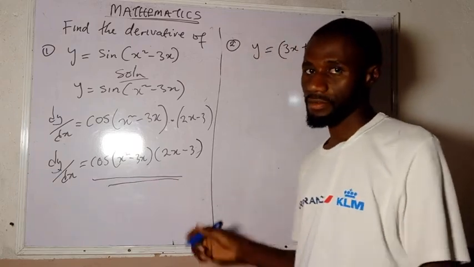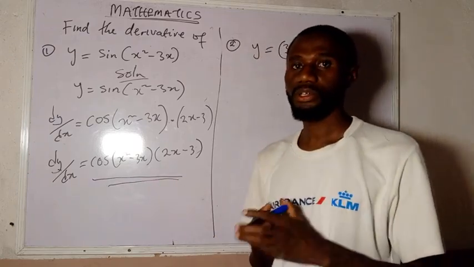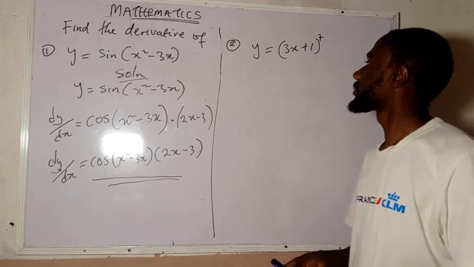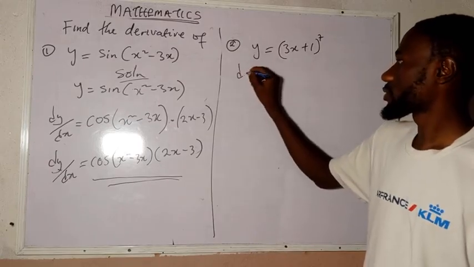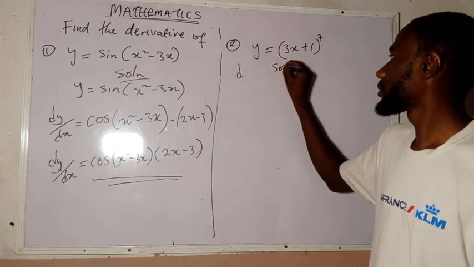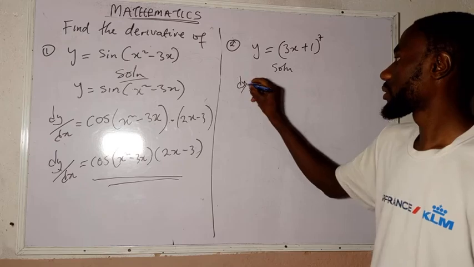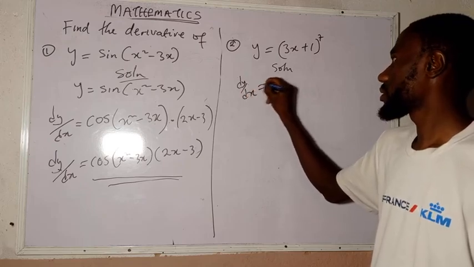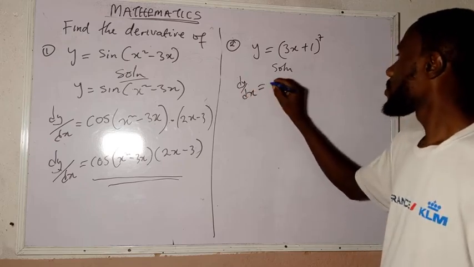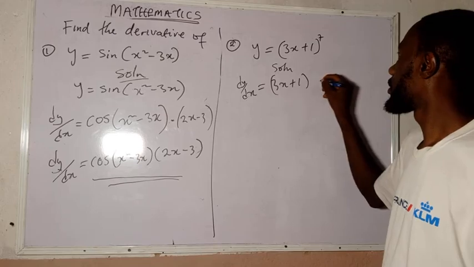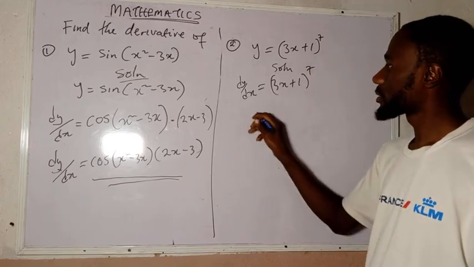This is how you can find the derivatives of the function using the theorem. Let's solve the other one. Have the function, we can say solution, y, dy/dx is equal to (3x plus 1) to the power 7.